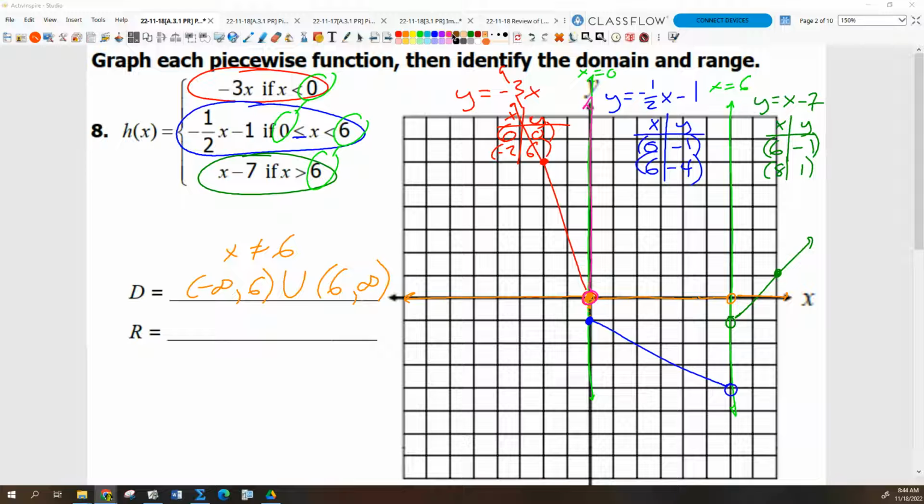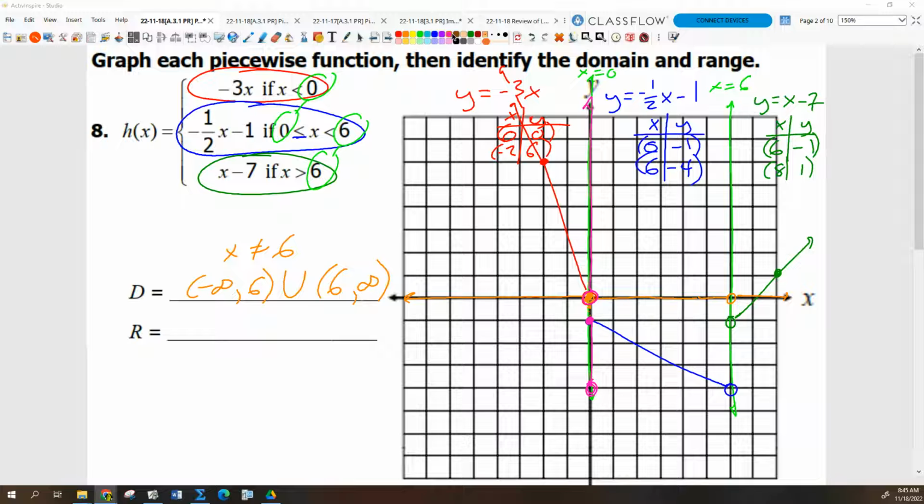What about the blue piece, Miranda? What do we add from the blue piece there? What's the range of the blue piece? Between what y values? -1 and -4, good. And we've got a solid endpoint at -1, and it looks like an open endpoint at -4.